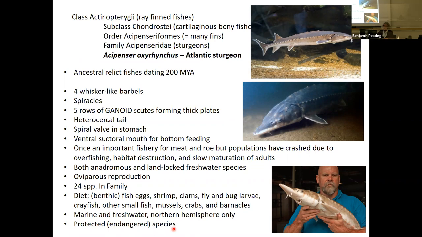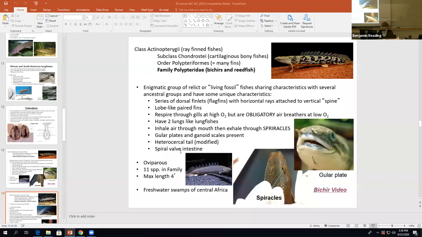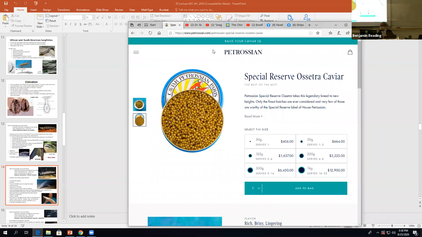And most of them are protected, almost even worldwide. There's not really any fisheries out there supporting active fishing of the sturgeons because they're so endangered. So when we talk about the value of these things, I'm going to show you something here online. We talk about the value. So this is from a website. Petrosian is a famous caviar distributor out of Paris, France.